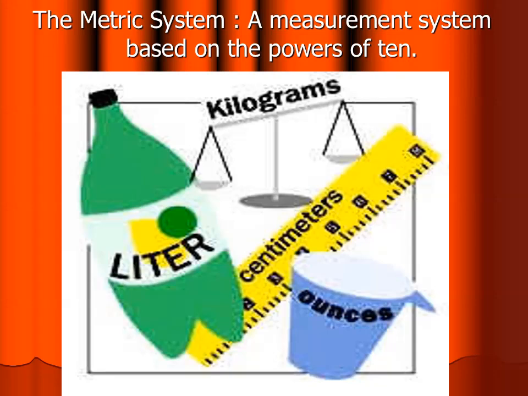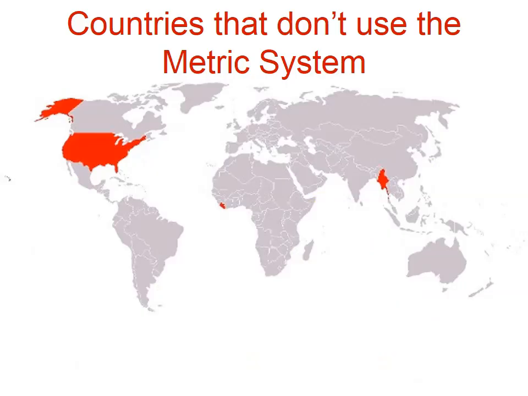Well, basically this is a measurement system that is based on powers of 10. This is an interesting map right here. This shows countries that do not use the metric system. The countries that are highlighted in red here are the only countries in the world that don't use the metric system. And you can see that the United States is one of them. We've been kind of stubborn about using our own system, but I'm hopefully going to convince you that the metric system is better and easier to use than the system that we currently use in the United States.